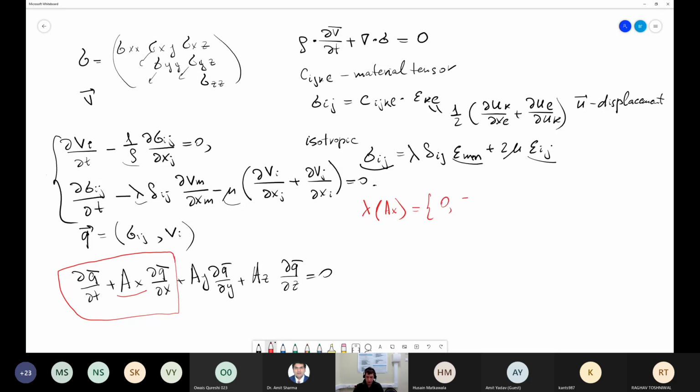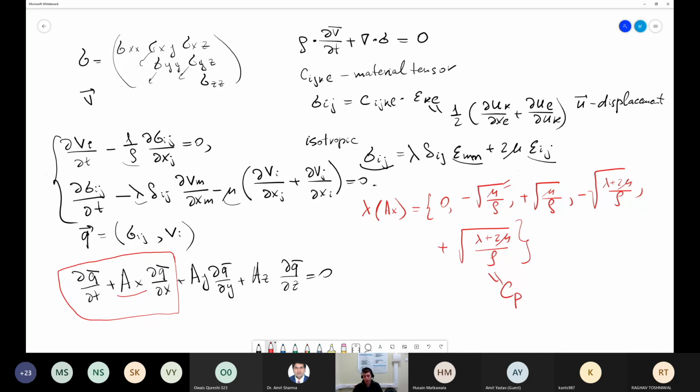0, minus square root of mu divided by rho, plus square root of mu divided by rho, minus square root of lambda plus 2 mu divided by rho, and plus square root of lambda plus 2 mu divided by rho. Lambda and mu are the Lamé parameters, rho is the density, and in fact, you can see that this is the well-known speed of the pressure waves, and this is the speed of the shear waves. Yeah, plus and minus.